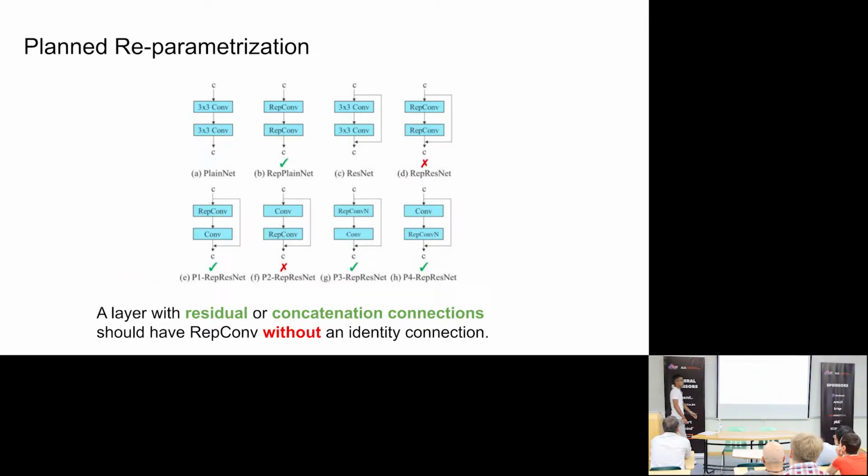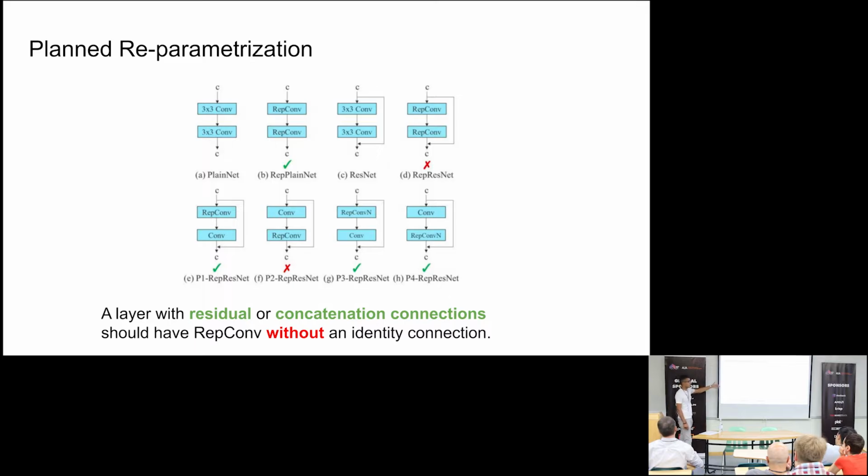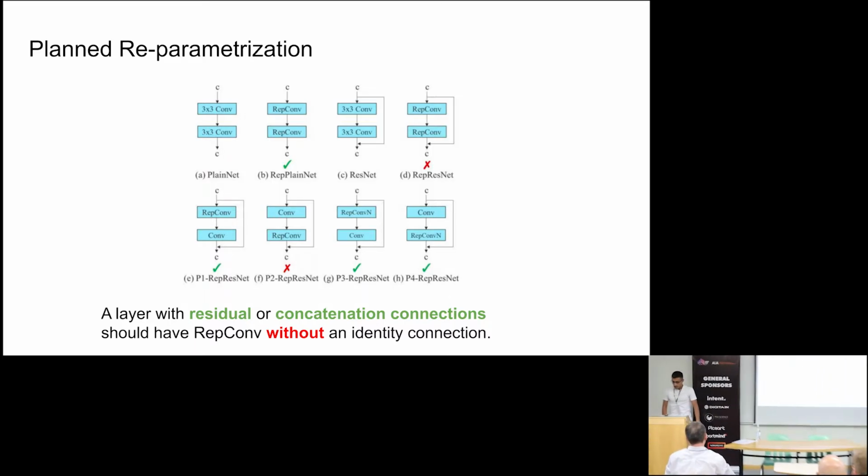What they did is they ran some experiments, and they found out that this computational block does not work well with residual and concatenation-based blocks. Particularly, we should discard the identity connection, basically this part, when we are dealing with residual or concatenation-based models. This was their conclusion after this study.